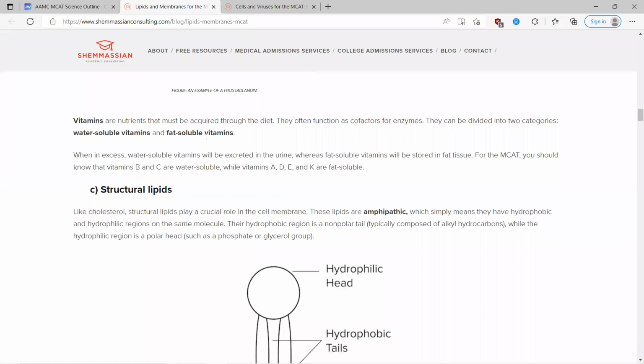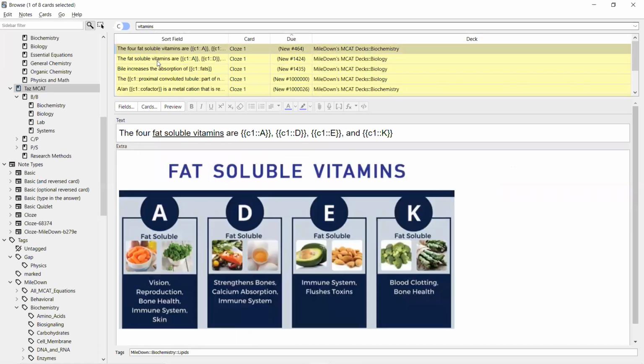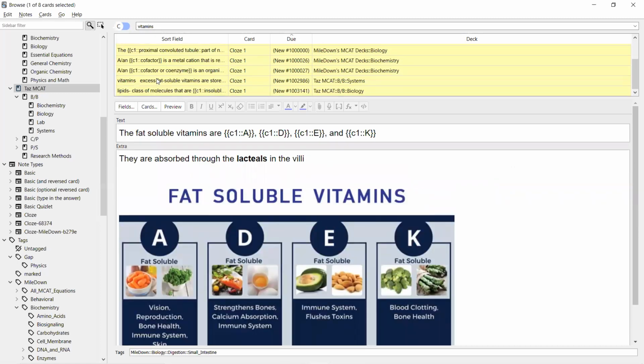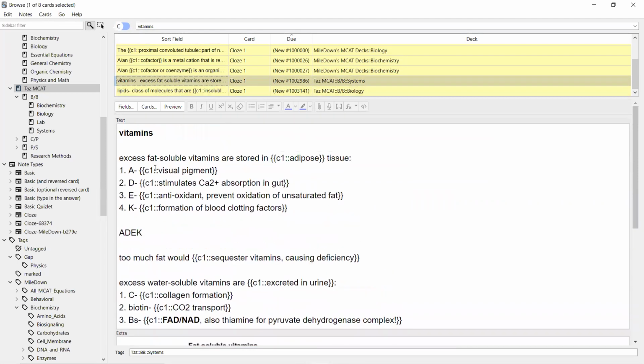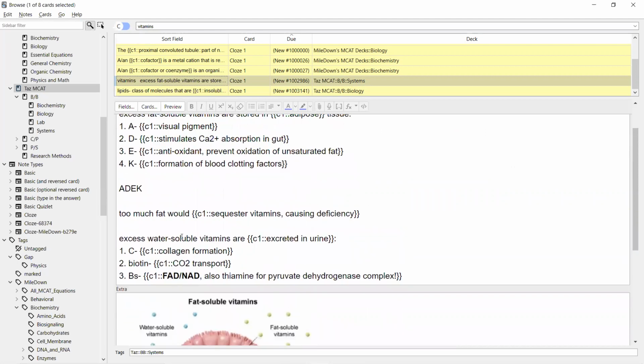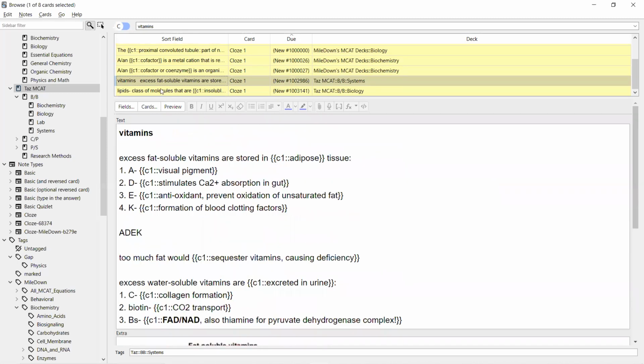So there are two different types of vitamins: water soluble and fat soluble, right? So if they're fat soluble, then they're lipids. And so the 4 fat soluble vitamins are A, D, E, K, right? And the rest of them are just water soluble. So the fat soluble vitamins will stay in the adipose tissue while the water soluble vitamins don't.